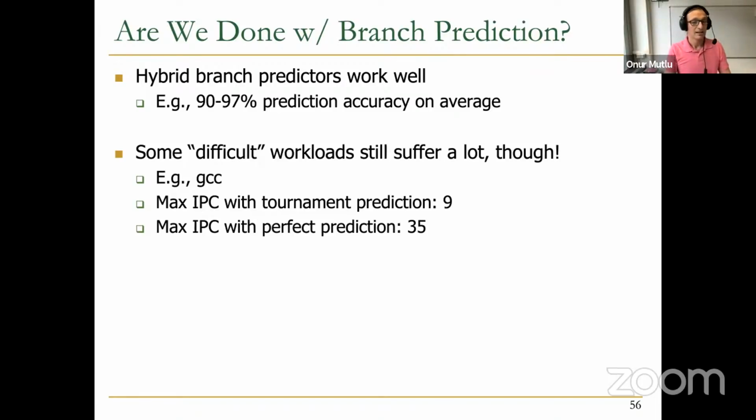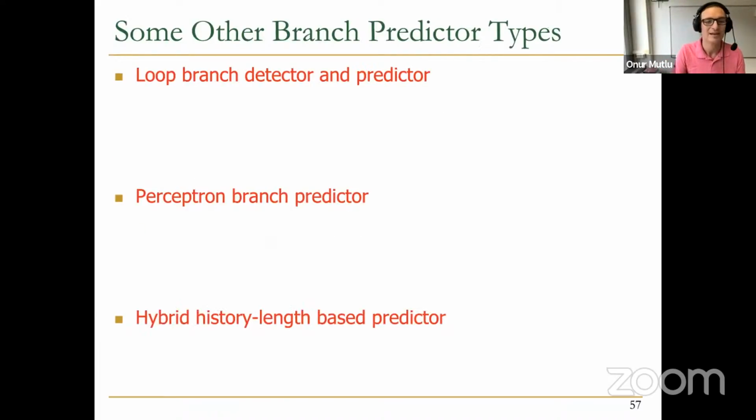But with perfect prediction, meaning 100% accurate prediction, maximum IPC goes up by 4x. Meaning, even with tournament prediction, which is 90 to 97% accurate, we're not there yet. We're not exploiting the parallelism that's present in the program. So we will always ask the question, can we do better, basically, until we get very close to 100%.